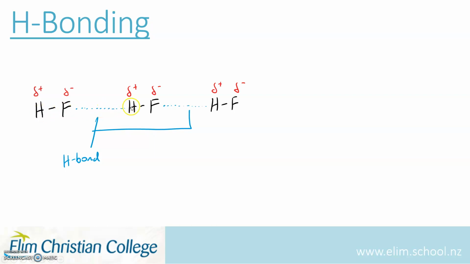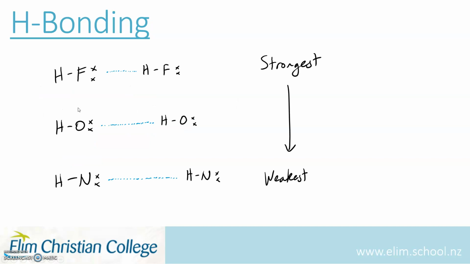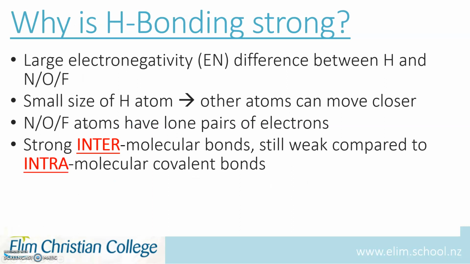And then between molecules, we get a strong, what we call a hydrogen bond between those positive and negative ends. And that's how hydrogen bonding works. So other examples are HO or HN, same thing. Fluorine is the most electronegative, nitrogen the least, but these are all considered to be highly electronegative elements. So it's due to the large electronegativity difference between hydrogen and one of those electronegative elements.